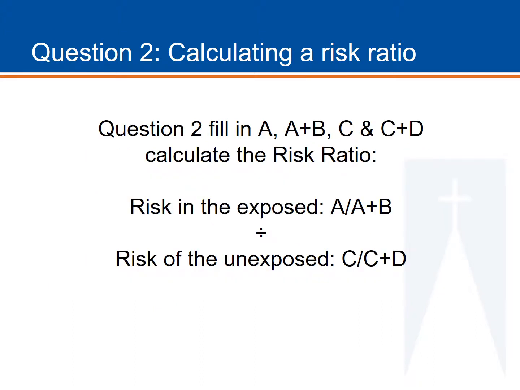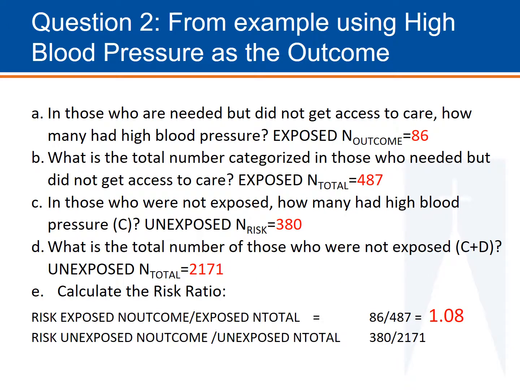Here the formula is given based on the values for A, B, C, and D in the 2x2 table. Finally, these are the numbers based on the worksheet example, showing how the information in the tables can be used to answer parts A through E and to calculate the risk ratio.